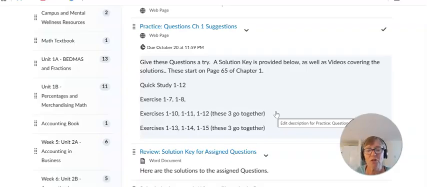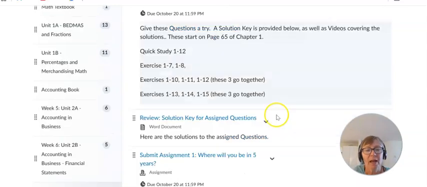So give those a try, and I'm also going to create videos to go over the solutions with you. I've also posted the solutions here. If you don't want to look at the videos, you just want to go to the solution key and check and see if you're right.